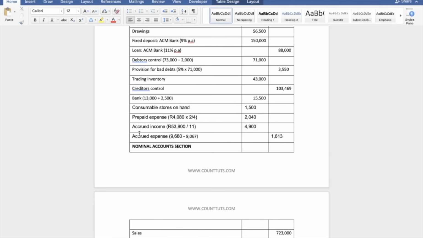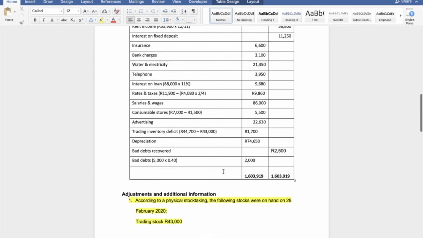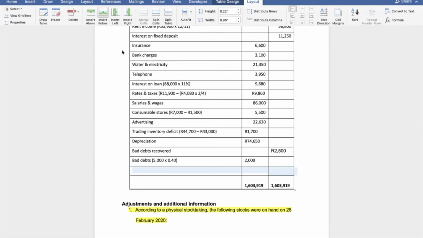But now, if it has gone up, it's an expense. If it had gone down, it should be an income, right? So now we're recording an expense because it went up from 3,400 to 3,550 rand. So put it down here, provision for bad debts adjustment.